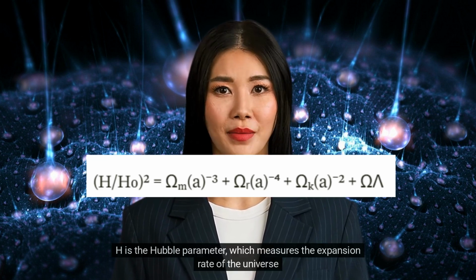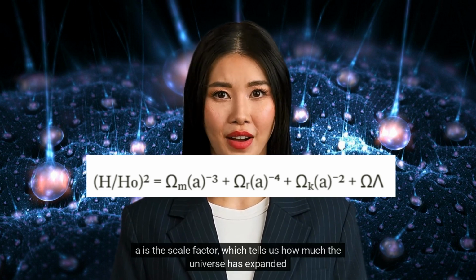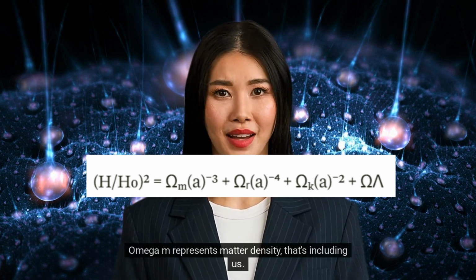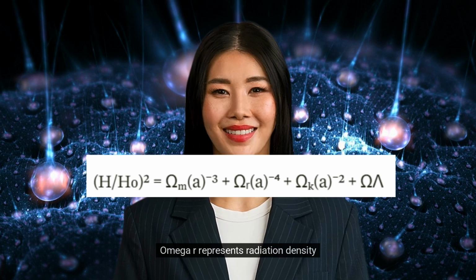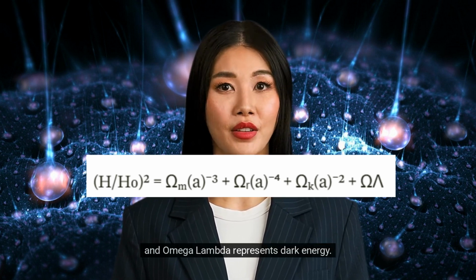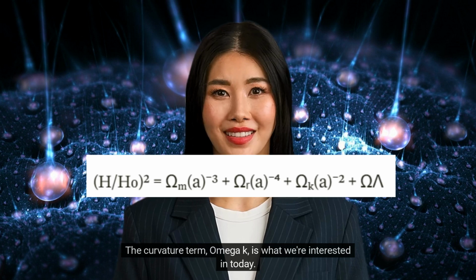H is the Hubble parameter, which measures the expansion rate of the universe. A is the scale factor, which tells us how much the universe has expanded. Omega m represents matter density, that's including us. Omega r represents radiation density. Omega k represents the curvature of space, and omega lambda represents dark energy. The curvature term omega k is what we're interested in today.